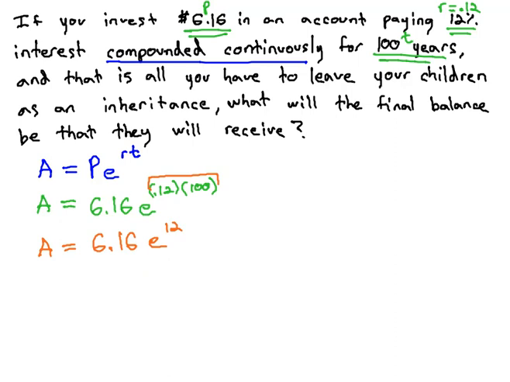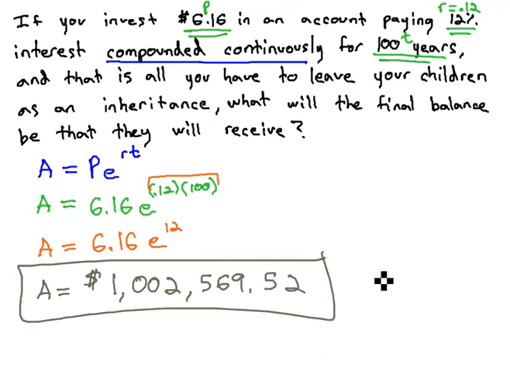And when you do, we find out how much money you have to leave your heirs. 1,002,569.52. Your $6.16 has grown to over $1,000,000 over the course of that 100 years. That's quite an inheritance your heirs are going to receive.